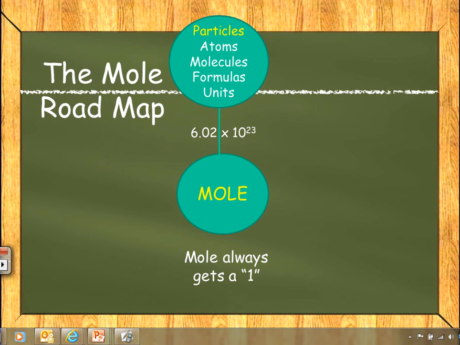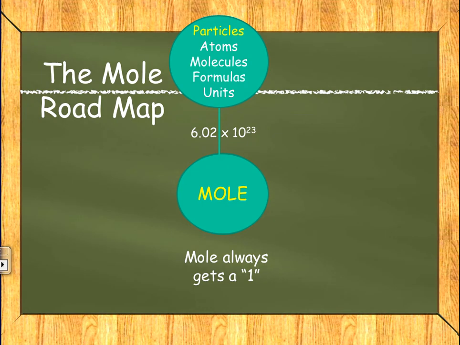Okay, this is an important diagram because this tells you that if I have a mole and I want to go to atoms, molecules, and formula units, I have to use this number. Vice versa, if I have atoms, molecules, or formula units, and I want to get to moles, I use the same number, right? And mole always gets a 1. So if there's 1 mole, I have 6.02 times 10 to the 23 atoms, molecules, and formula units. If I have 6.02 times 10 to the 23 molecules, atoms, formula units, I have 1 mole.